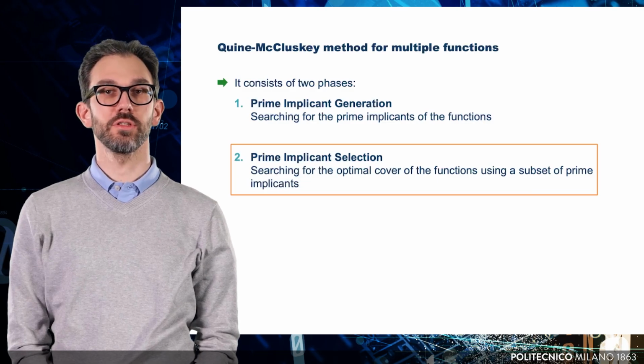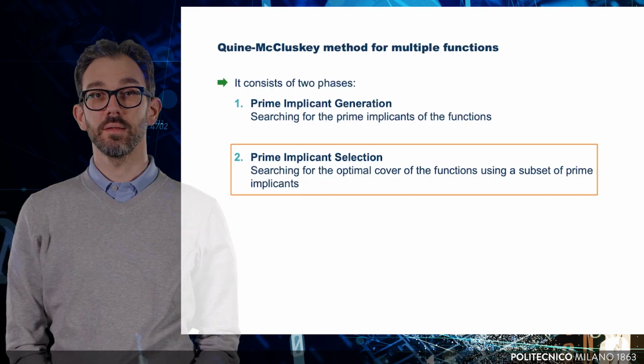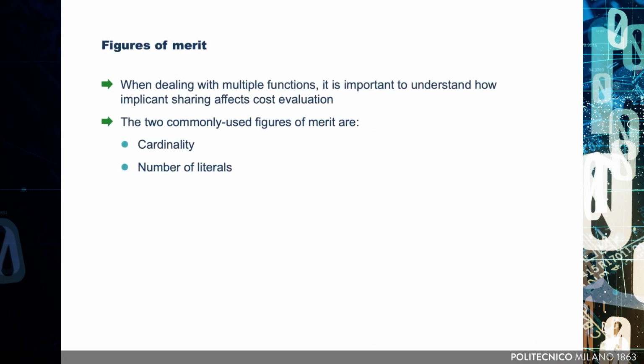Let's now move on to the study of the prime implicant selection phase in the case of multiple functions. First, we need to analyze how the presence of multiple functions and the potential sharing of implicants affect the cost evaluation, which we have so far computed based on one of the two commonly used figures of merit, the cardinality and the number of literals.